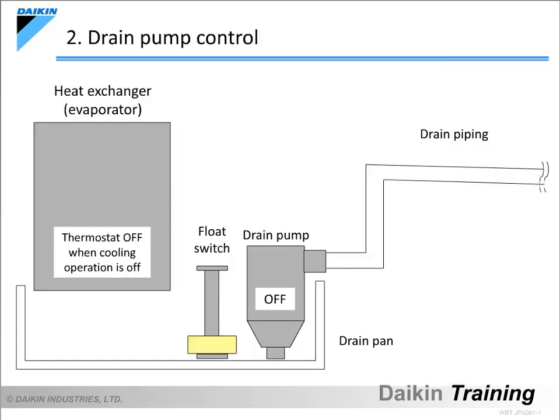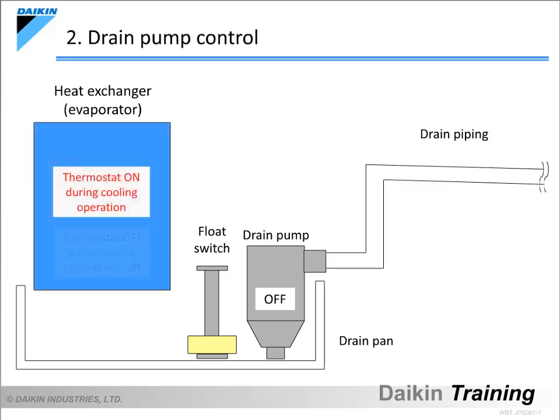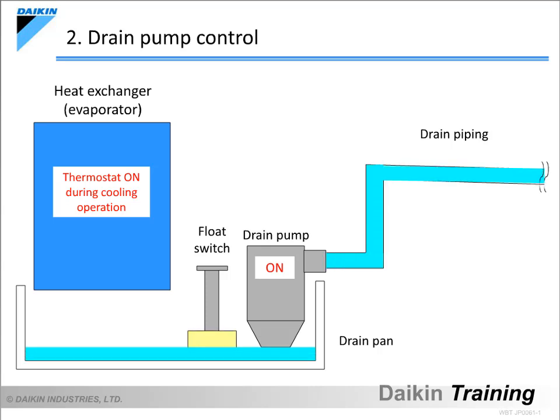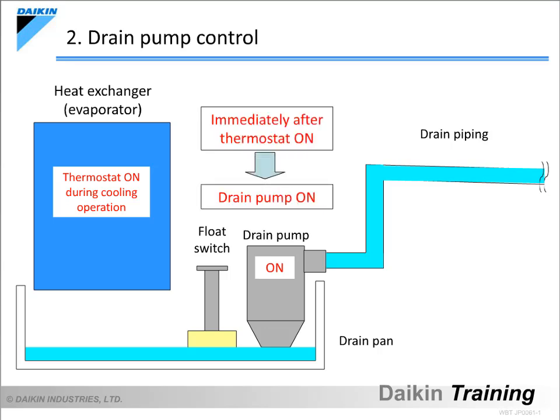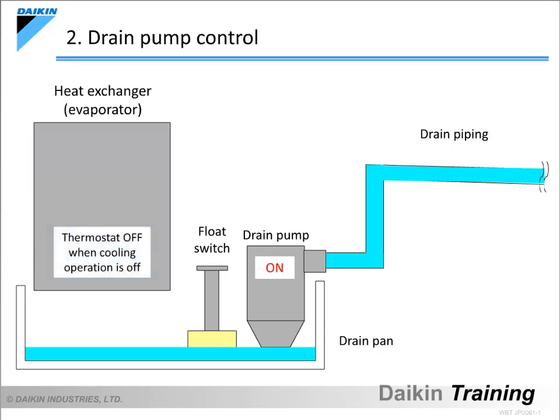Before going into the methods of diagnosing malfunctions, let's take a look at the drain pump control under normal conditions. When the thermostat is turned on during cooling operation, the drain pump immediately starts operating. After cooling operation is continued for a while, the moisture in the room air accumulates in the drain pan. As the drain pump is already operating, the accumulated water is discharged outdoors via the drain piping. As a result, the water level in the drain pan stays at the bottom, and the float switch stays in the normal position. When the room temperature falls, the cooling operation stops and the thermostat is turned off.